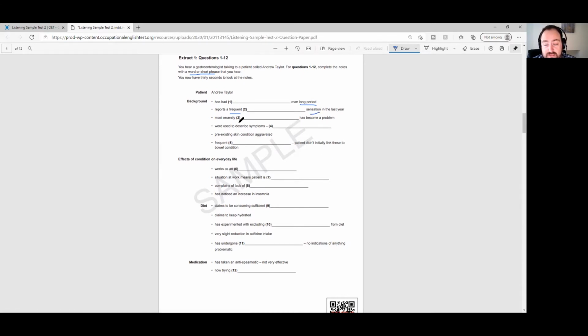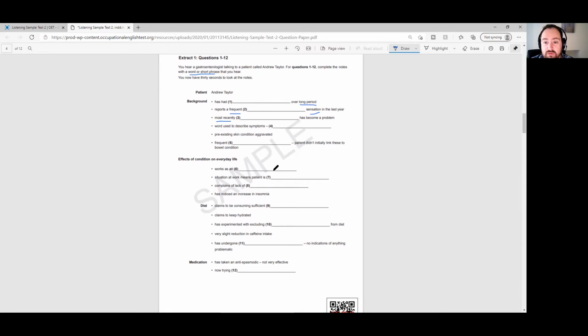So what kind of sensation could he have? A tingling sensation? I don't know. Remember, we're talking about a patient who's gone to a gastroenterologist, so we need to use that information. What kind of sensation could he have? Something related to the way his stomach feels, so that we can start to think about what the answer might be there.